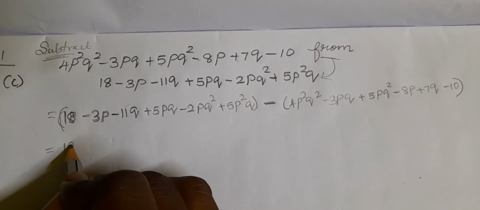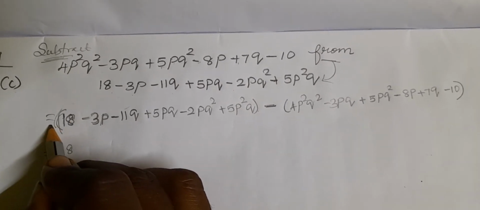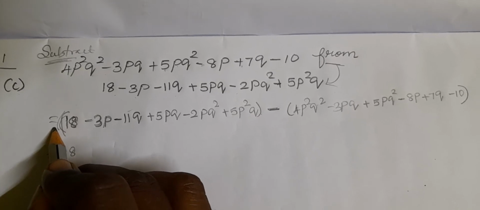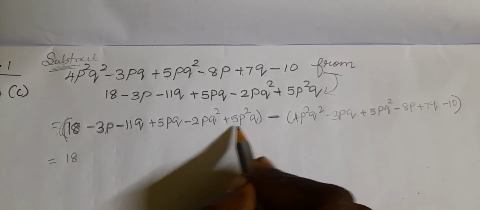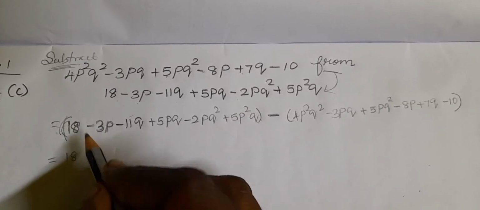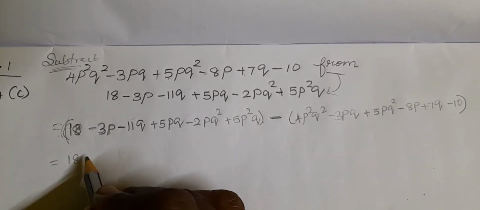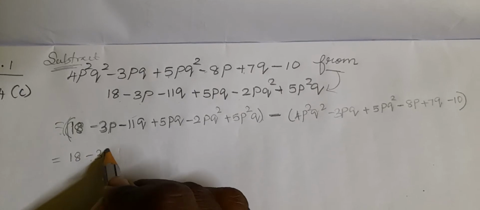So it's 18. Before the bracket there is no symbol, which means it is a plus. So it will not change any symbols within the bracket. Write the terms as they are: 18 minus 3p.